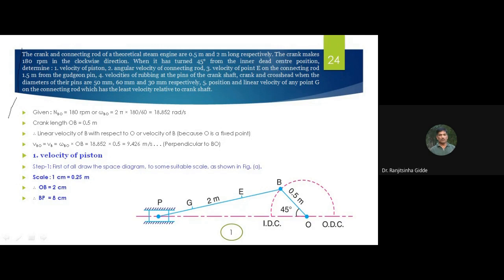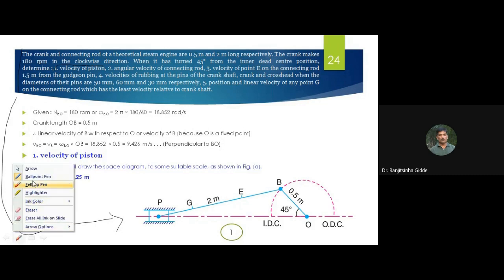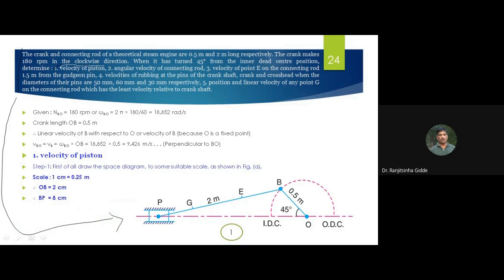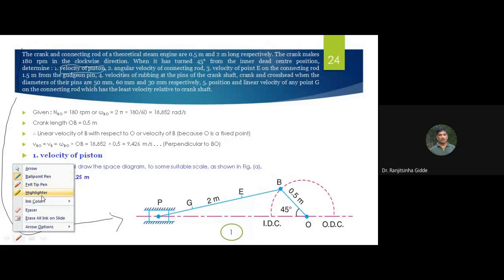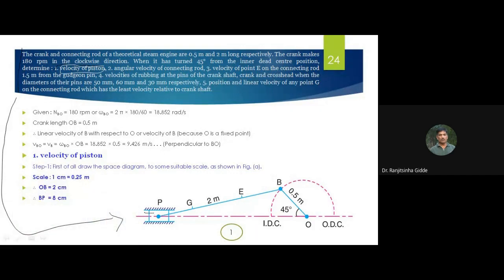Based on the statement, we need to draw the space diagram. First, we need to find out the velocity of the piston. This one is the piston, and we need to find its velocity. For that, first of all, we need to draw the space diagram to some suitable scale as shown in this figure.